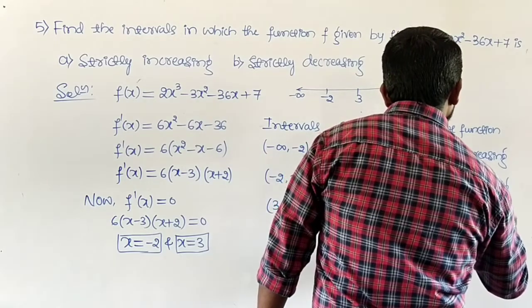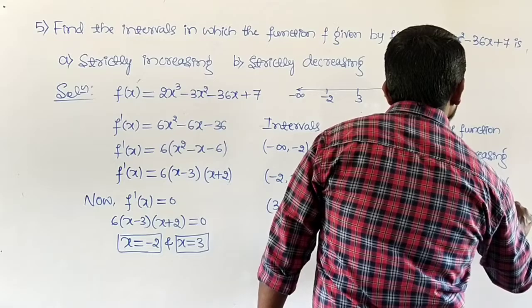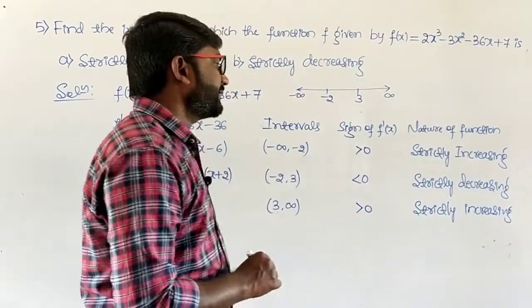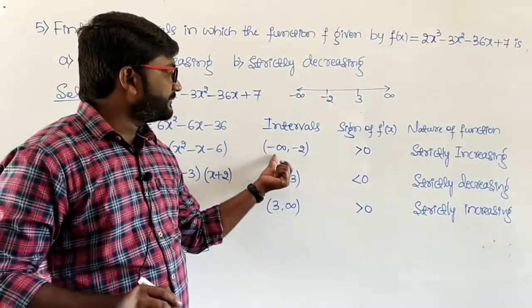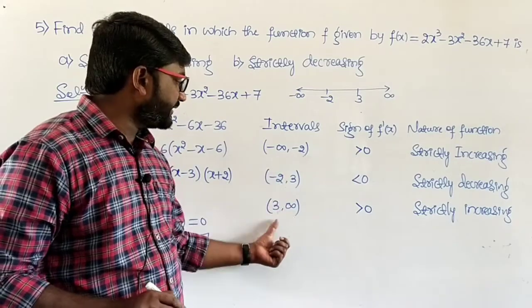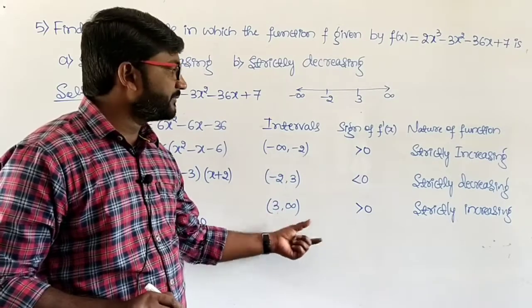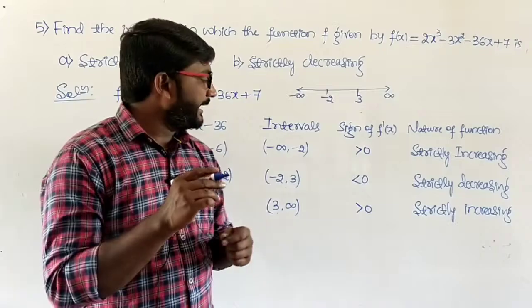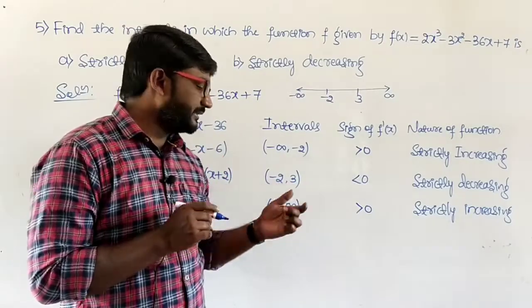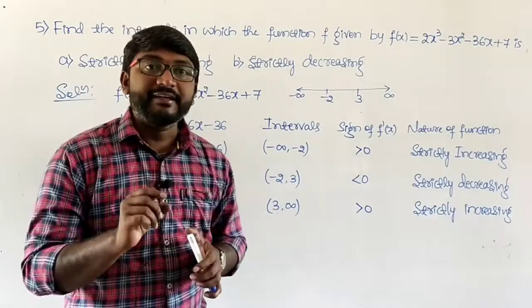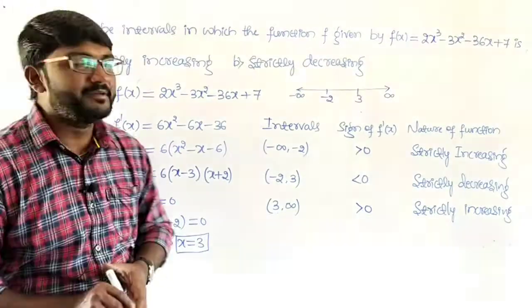So overall, what did you understand from this? In the interval minus infinity comma minus 2 and the open interval 3 comma infinity, the function is strictly increasing, and in the other interval, that is minus 2 comma 3, the function is strictly decreasing. So this is all about the fifth problem.